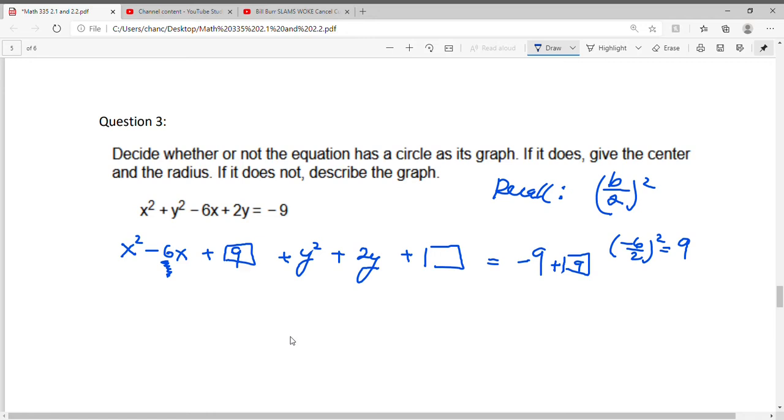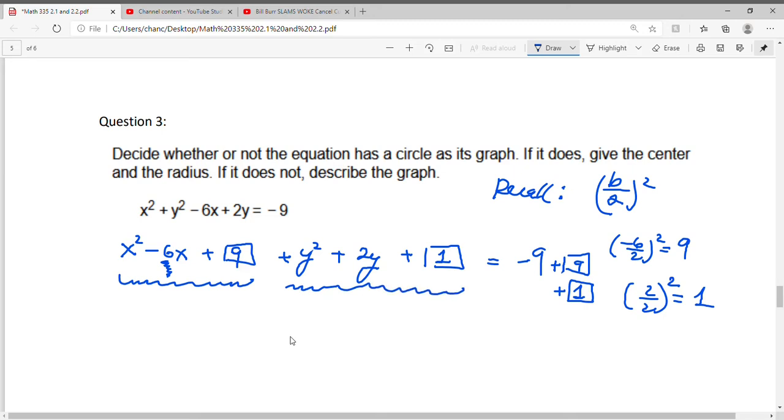And for the second part, we have b is equal to 2, and we'll use the same formula. 2 divided by 2, squared, is 1. And so we add 1 on the left, and as a consequence, we have to add 1 on the right also. Now this allows me to complete the square for the x variables and for the y variables.